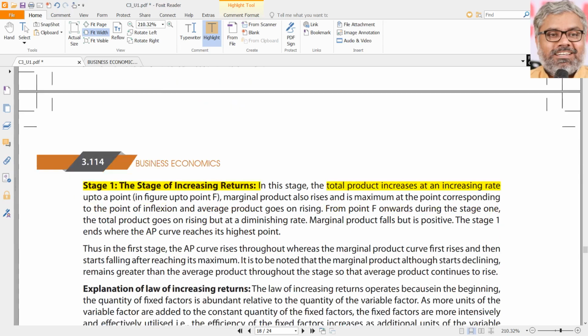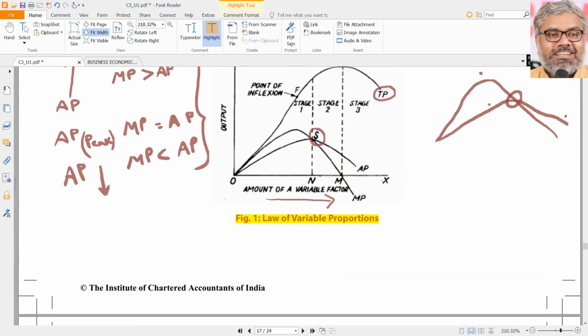But that is total product. But what we are bothered about is not total product only. We are talking about the marginal product. Marginal product also rises, and it is at its maximum at this point corresponding to the point of inflection, and average product goes on rising. Everything is observed in one graph.